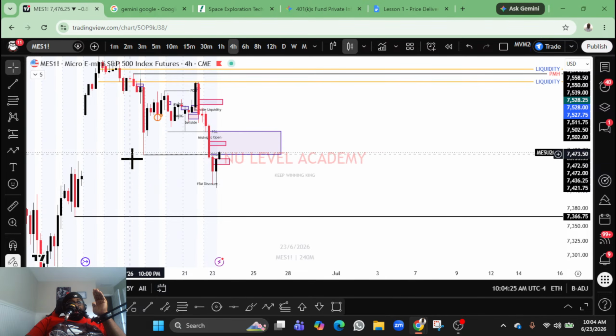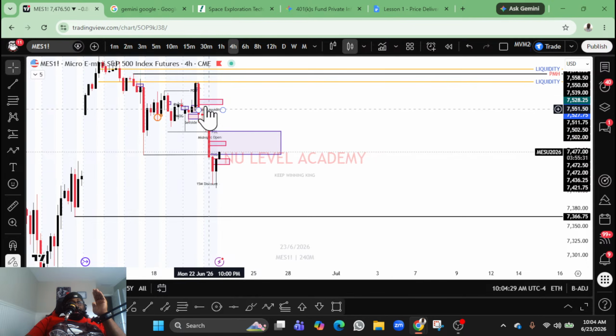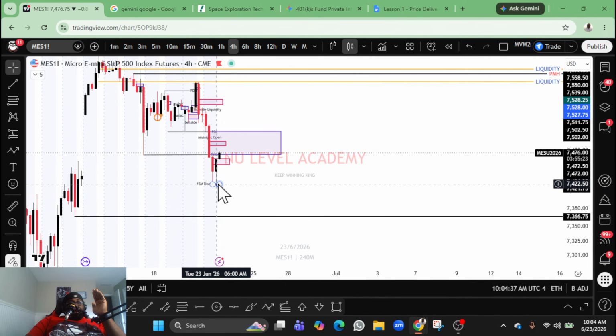You have this wick here, and this was that strong push down last night, 10 o'clock, all the way to our 15-minute discount zone. And now you're getting a relief rally, right? Back to, in my opinion, 50% consequent encroachment of this FVG here.